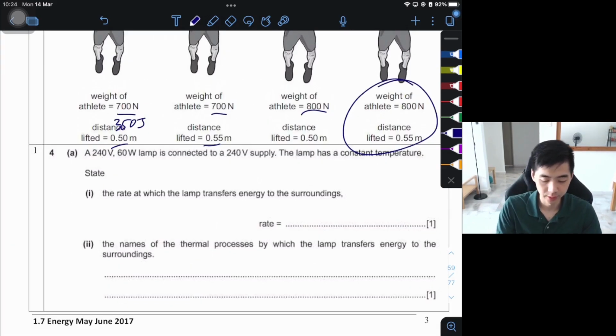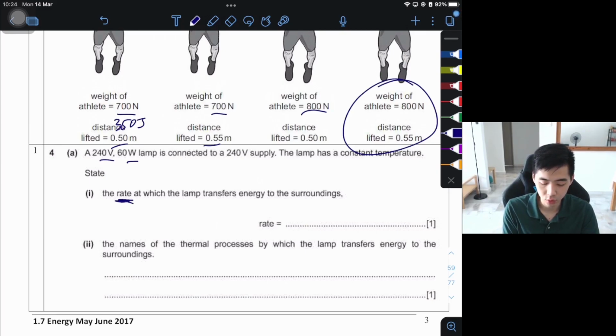This is going to be another year 11 question, guys, because you have volts and power. So most of you will probably not be able to do this, but you can ignore it if you're still in year 10. The rate at which a lamp transfers energy to the surrounding.